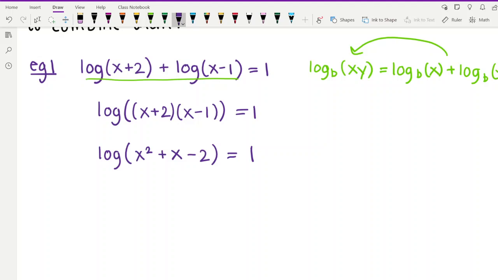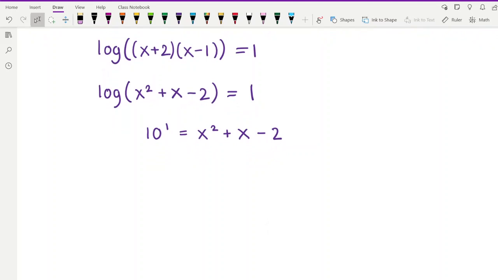Okay, so now we're ready to rewrite this in exponential form. Just like in the last one, we have a base of 10. So that means that we, in this case, have 10 to the 1 is equal to x squared plus x minus 2. In other words, if you're taking a log with a base of 10 and the answer is 1, that means the stuff inside had to be equal to 10, right? 10 to the 1 is 10.